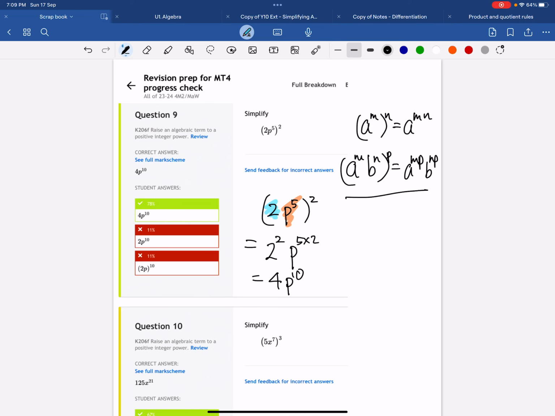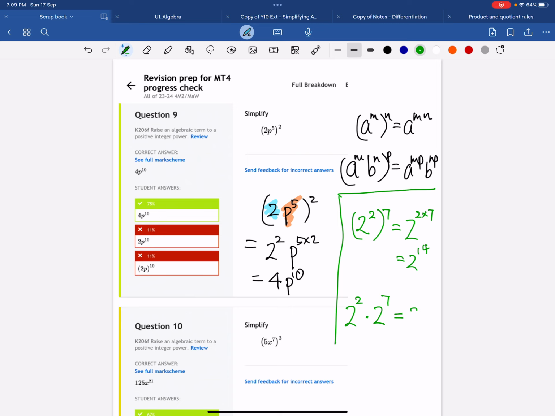We can only add when the bases are the same, right? So here we have, say, 2 to the 2 raised to the power of 7. Then this is the one that you have to multiply. 2 and then 2 times 7. Your answer is 2 to the 14. Now this is very different to 2 to the 2 times with the base 2 to this. They're different. This is 2 to the power of 2 plus 7, not times. And this is the one that will give you 2 to the power of 9.